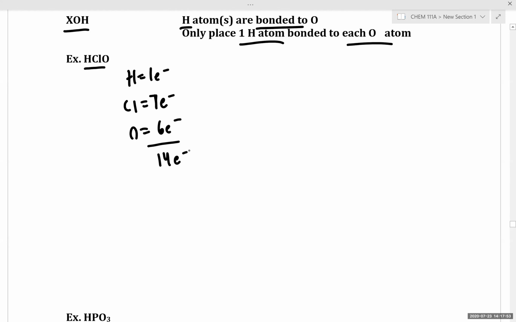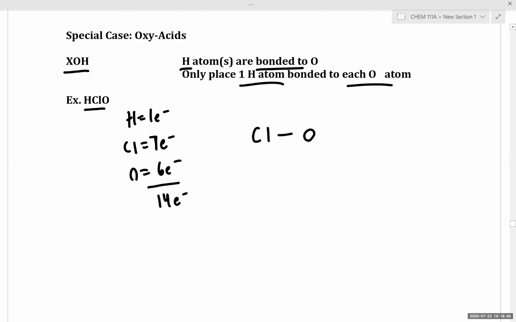What is our central atom? What's the least electronegative atom? Chlorine, yep. Chlorine is less electronegative than oxygen. In general, for oxyacids, oxygen will almost never be a central atom. Okay, then we're going to surround chlorine with oxygen. And following our rule for oxyacids, where do we place our hydrogen atom? On oxygen or chlorine? Oxygen, yep.